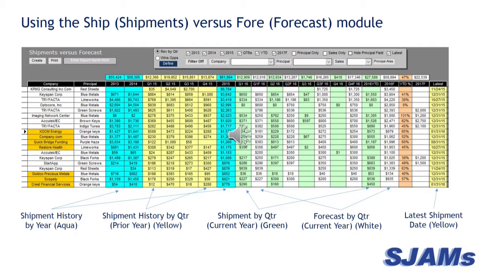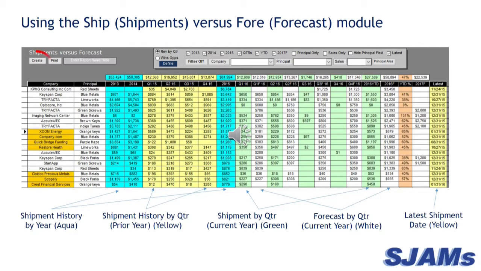To recap, the Ship versus Fore module offers the ability to review your 3-year shipment history by customer, by principal, the ability to review your current year-to-date revenues by customer, by principal, and review your current forecast by customer, by principal, and next year's forecast versus current year's revenues and past history by customer, by principal.